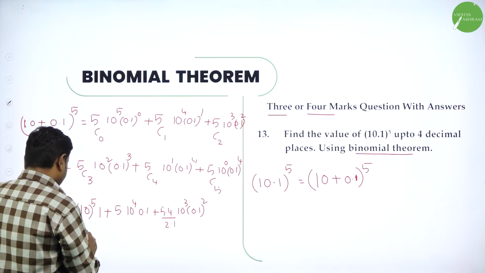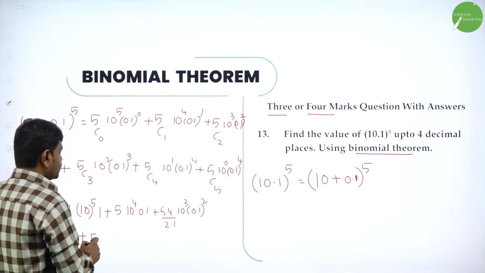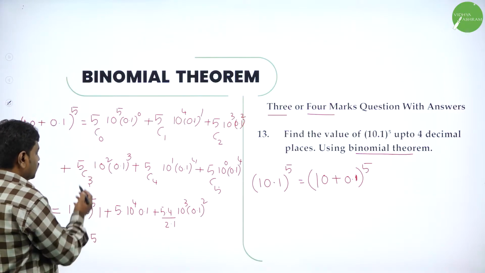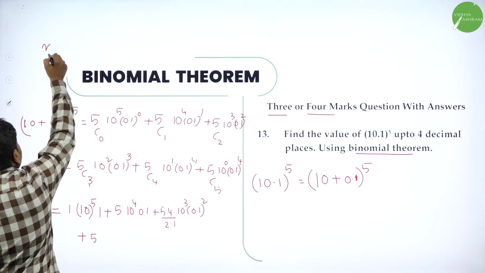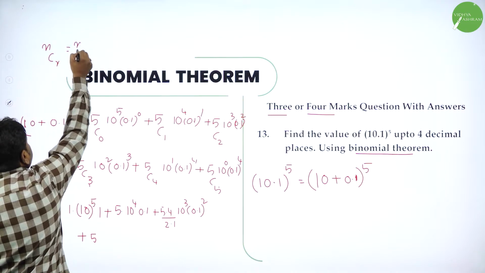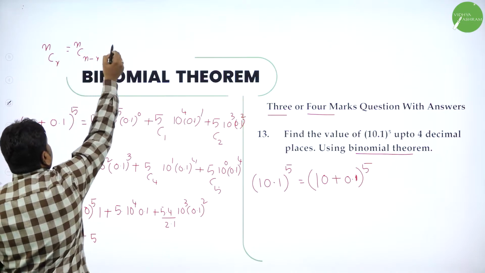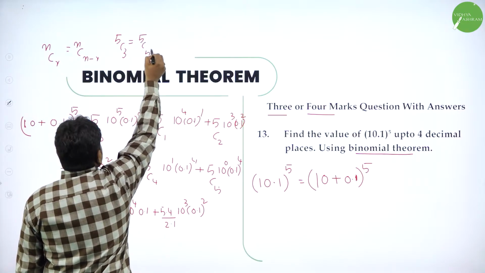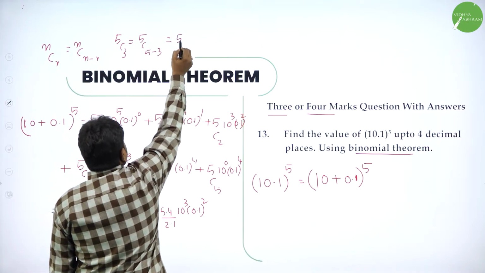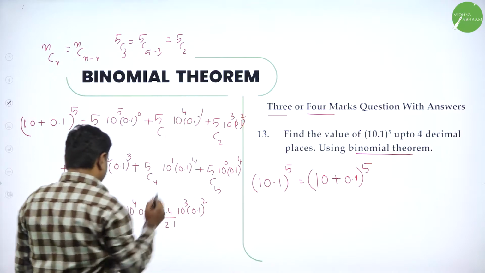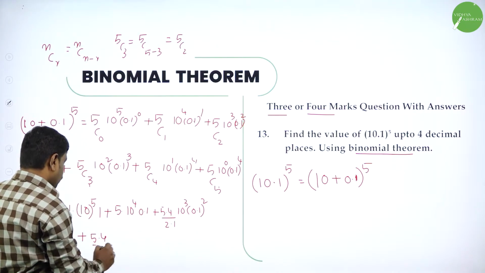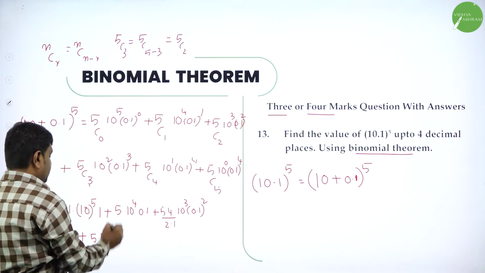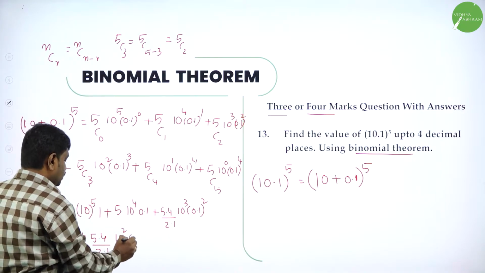Plus 5c3. 5c3, dear students, is same as 5c2. nCr in maths is what? nC n minus r. So 5c3 in maths is same as 5c 5 minus 3. 5c 5 minus 3 means 5c2. 5c2 means what? From 5, 2 terms. That is same, 5 into 4 divided by 2 into 1, 10 square into 0.1 cube.